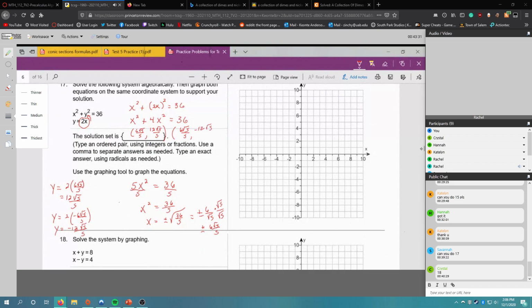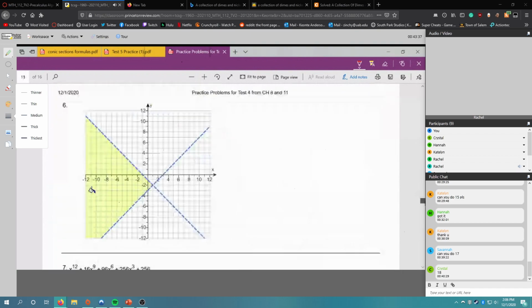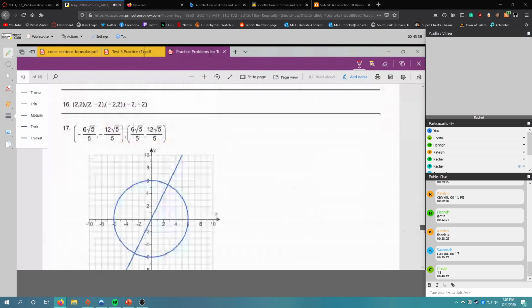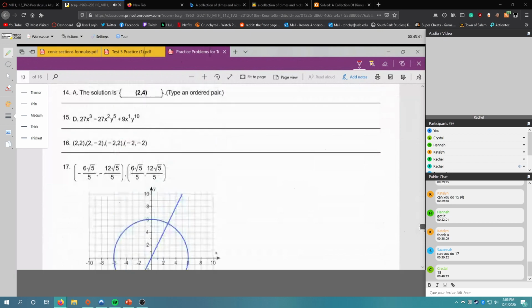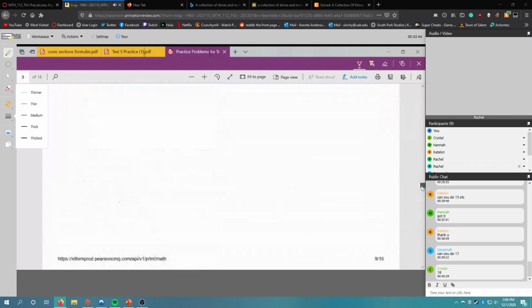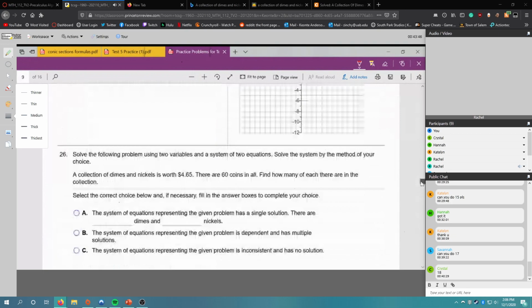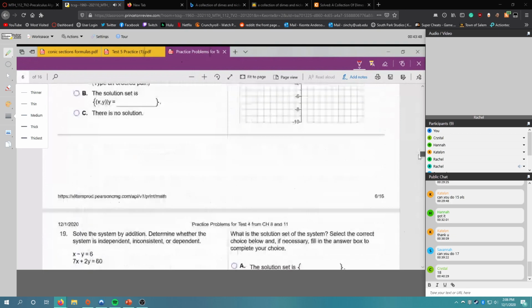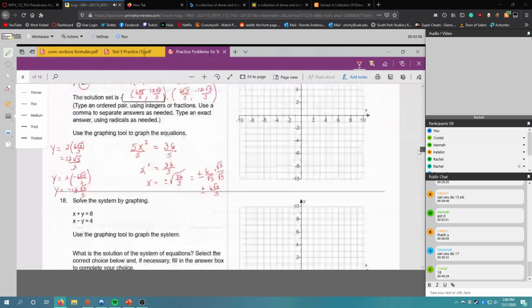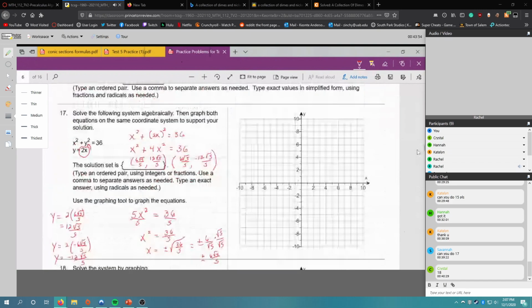over 5. Now, I want to make sure and check my answer on this one because that one is pretty weird. Just want to make sure it's the correct answer. Yep. I thought that I had done it correctly. Okay, so those are the two ordered pairs for the solution.